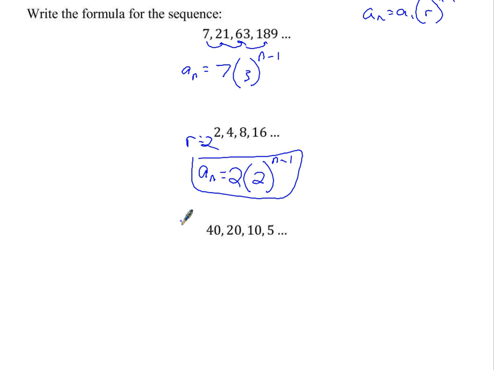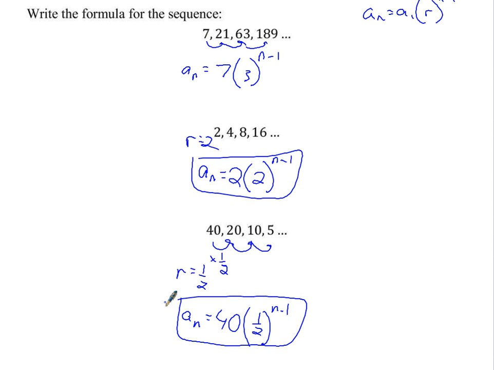How about this last one? What are we doing? Yeah, it's by 1/2 each time. It is multiplying. It's tempting to say divide by 2, but you want to think multiply. This is being multiplied by 1/2 each time. So that makes r equal 1/2. And then my equation is going to be what? Yep, times 1/2 to the n minus 1 power. And that's your answer.